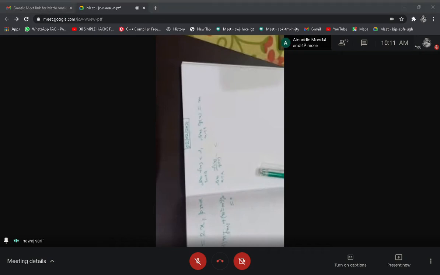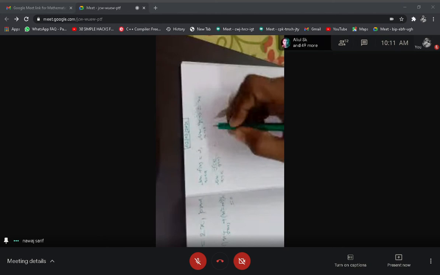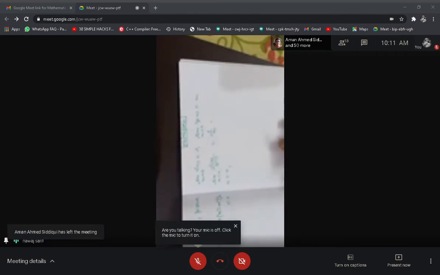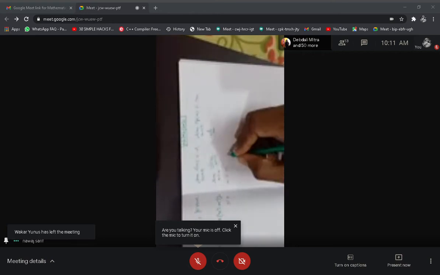So when the limit of f(x) is L and the limit as x tends to a of g(x) is M, if M is 0 then L by M is infinity, if L is not 0. Can you find the limit? No sir, it is undefined. Then you cannot find the limit.